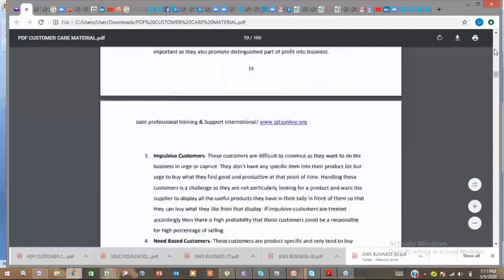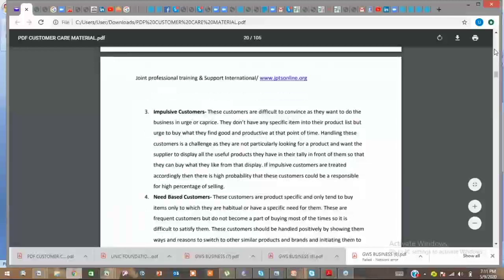We have impulsive customers. These are difficult to convince as they want to do business in huge quantities. They don't have any specific item in their product list, but they have an urge to buy. They buy on urge, on impulse. That word impulse is just like when you walk into a market. This happens to ladies majorly.